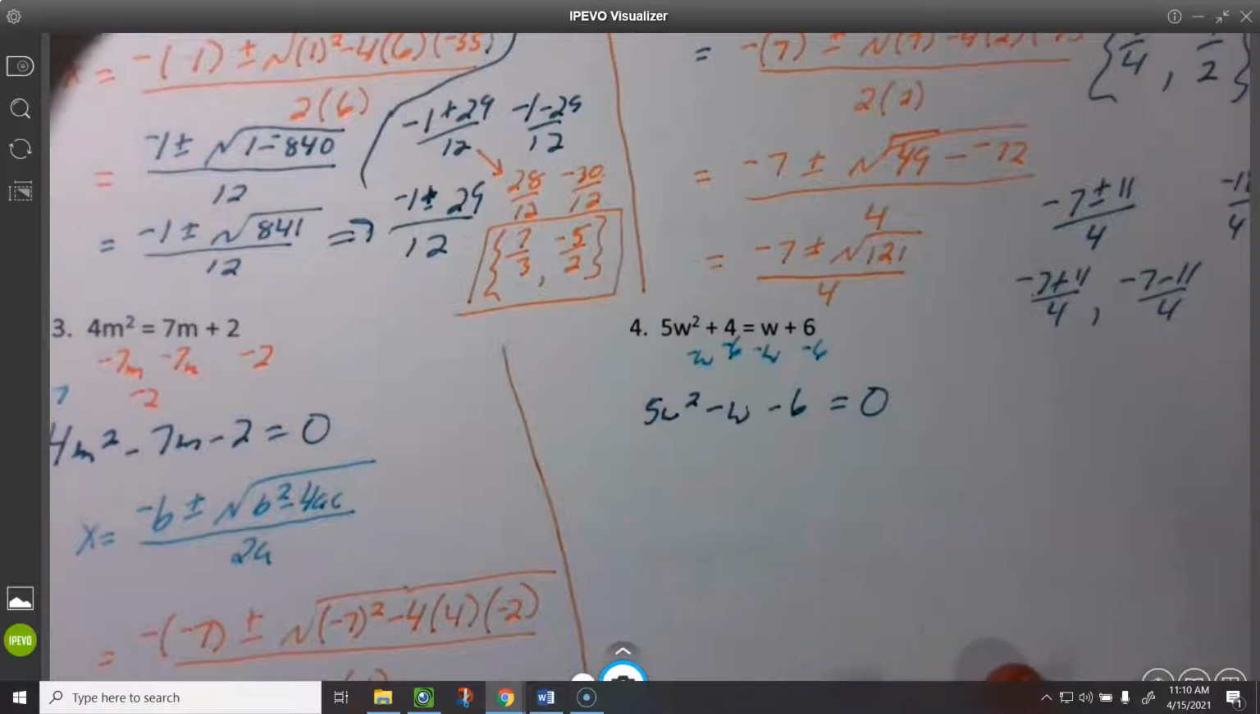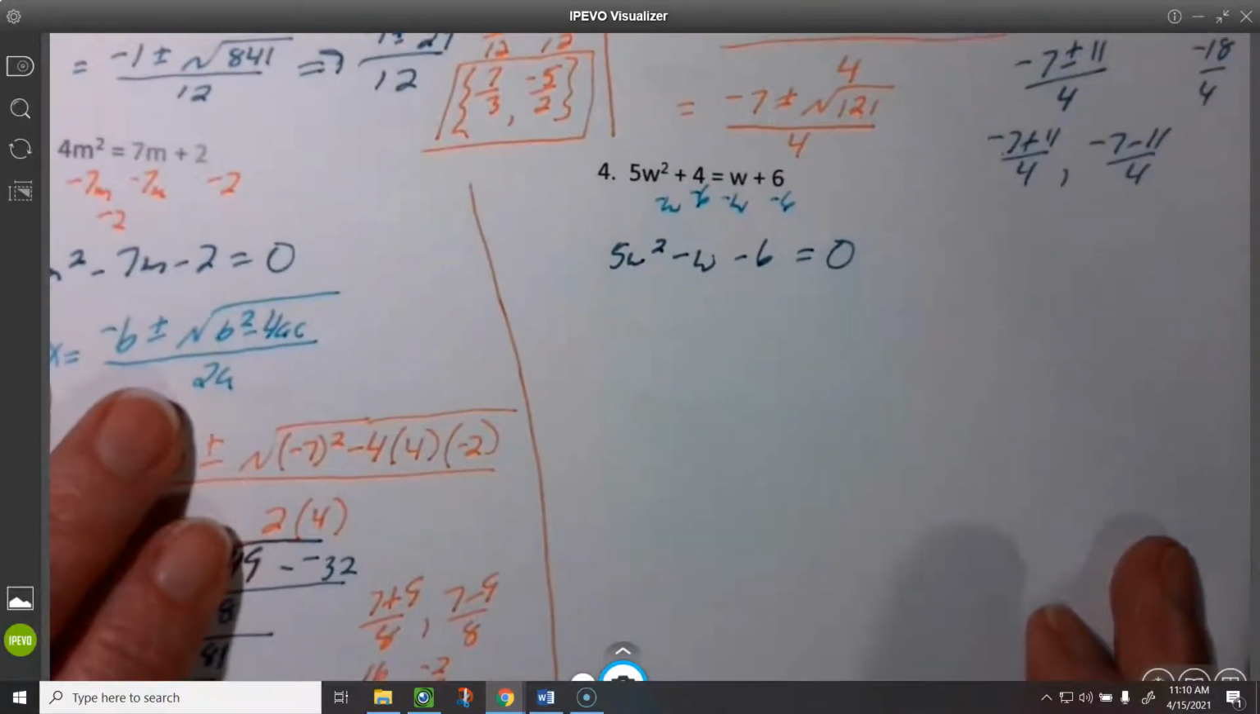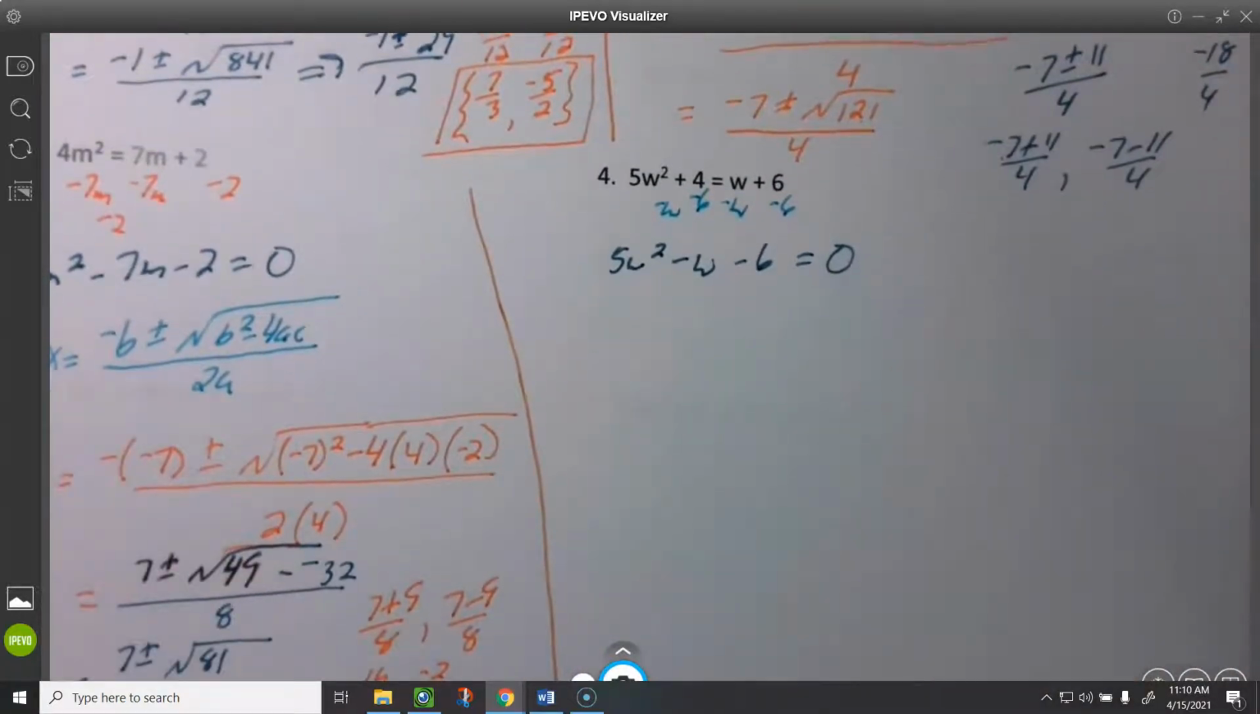Okay, now I want you to write down what A, B, and C are. I want you to write down quadratic formula. I want you to plug it in. Go. I'm going to pause. You're going to do that. Okay, you're trying it on your own, at least the beginning parts.